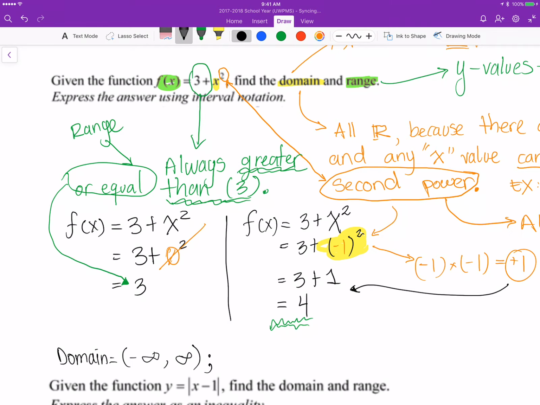Semicolon. And my range includes 3 to positive infinity. Oh, I skipped an e. There you go.